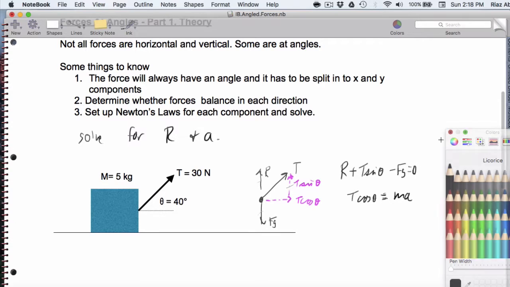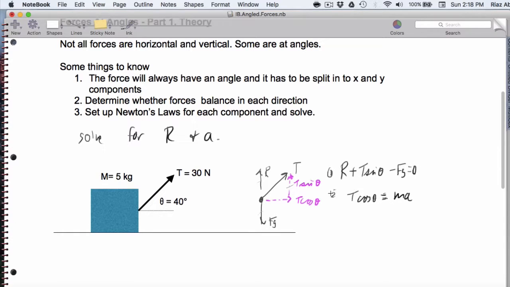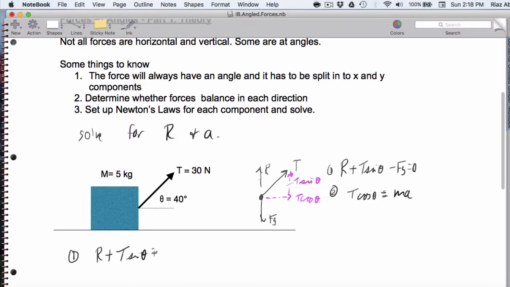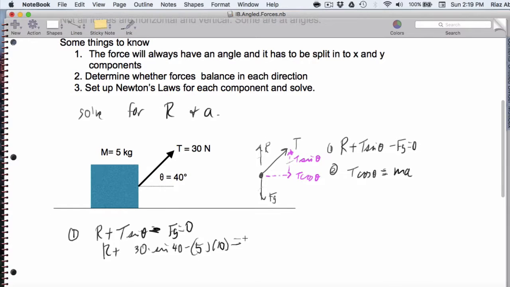So in this question, we have two formulas, and we can go ahead and solve. I can take formula 1, R plus T sine theta minus Fg equals 0, and isolate R. So R plus 30 times the sine of 40 minus 5 times 10, remember Fg is m times g, equals 0. When we isolate R, we end up getting about 30.7 newtons.